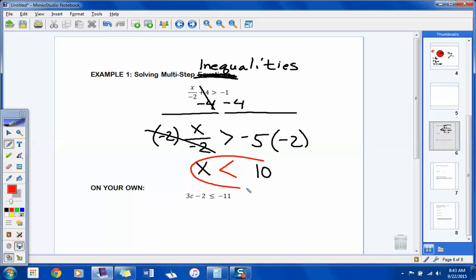All right, so real quickly on your own, you guys give this one a shot. See what you come up with for this problem right here. 3c minus 2 less than or equal to negative 11. On your own, go ahead and do that. Talk that over with your table partner or someone around you if you're single. And if you disagree, talk about why you disagree.